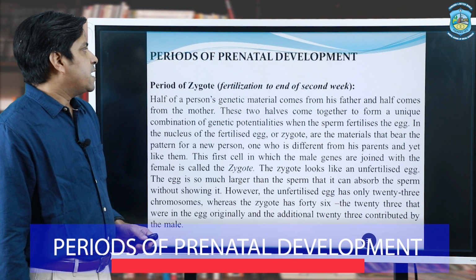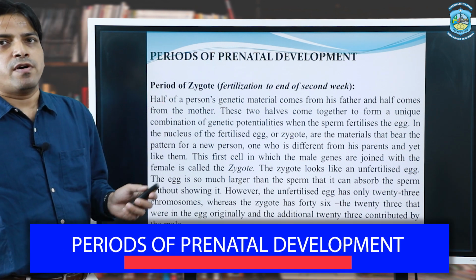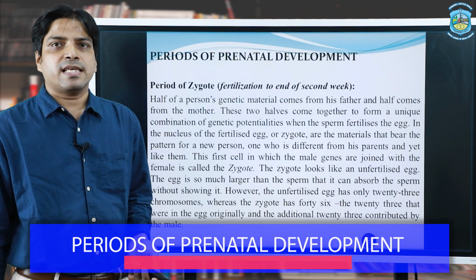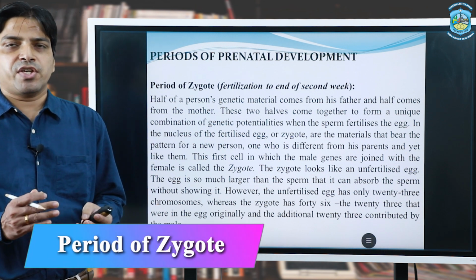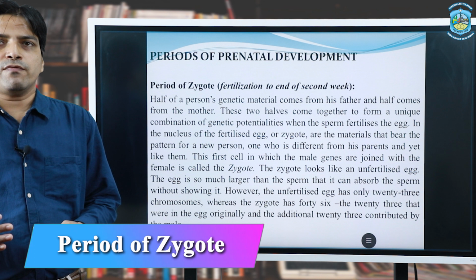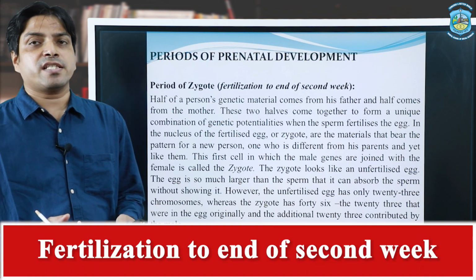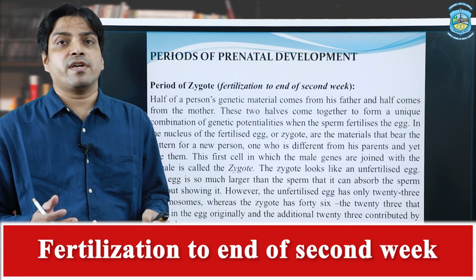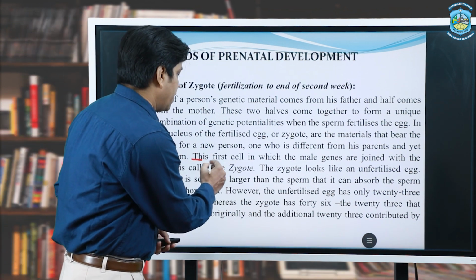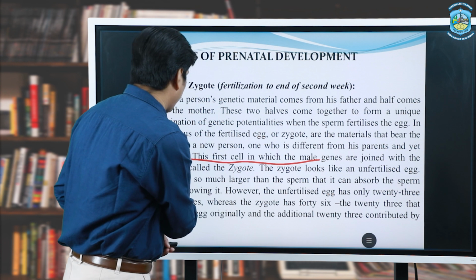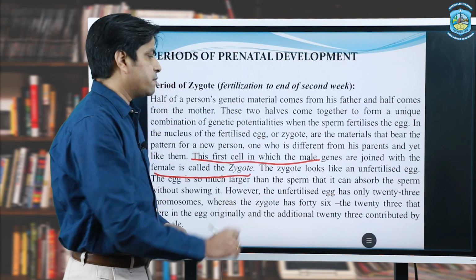Now, let me describe the periods of prenatal development. The first stage is the period of the zygote, which starts from fertilization to the end of the second week. In this stage, many mothers are not aware that they are pregnant. And the first cell in which the male genes are joined with the female is called the zygote.